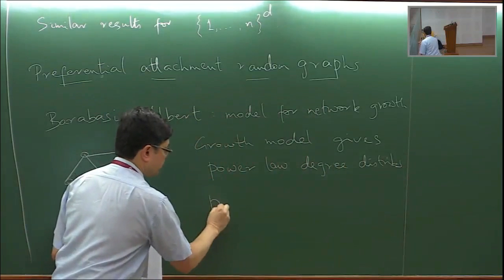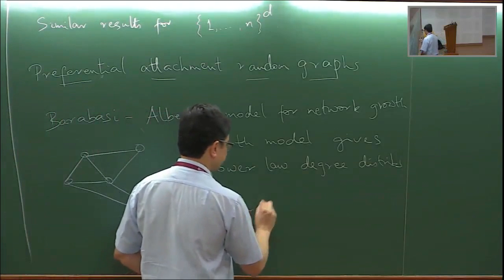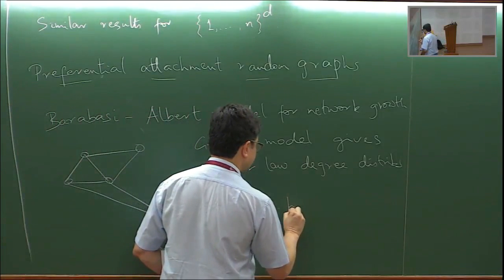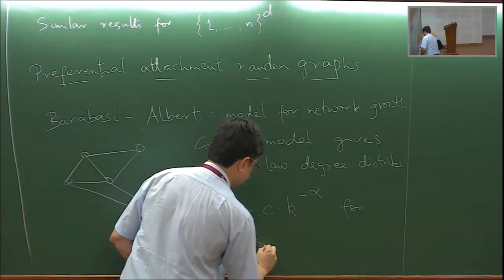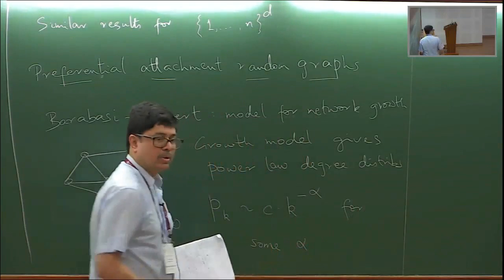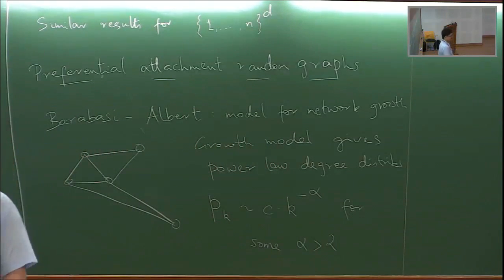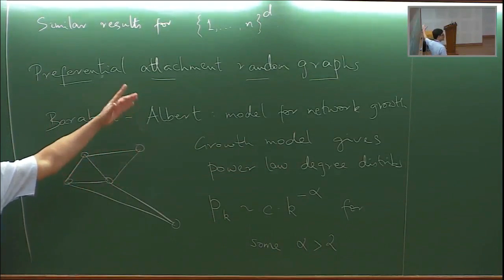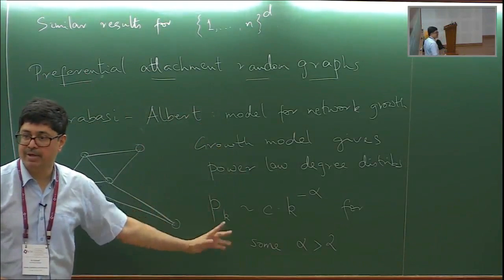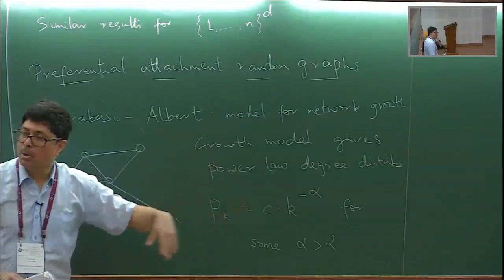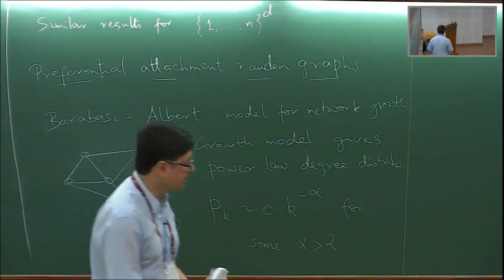Okay, so if you let p_k be the proportion of vertices with degree k, then p_k is roughly some constant times k to the minus alpha. In the original model of Barabási and Albert, alpha was 3. There are ways of tuning the model to get different degree distributions, and everything we'll study will have power law exponent bigger than 2, which is the minimum you need for a finite mean degree.